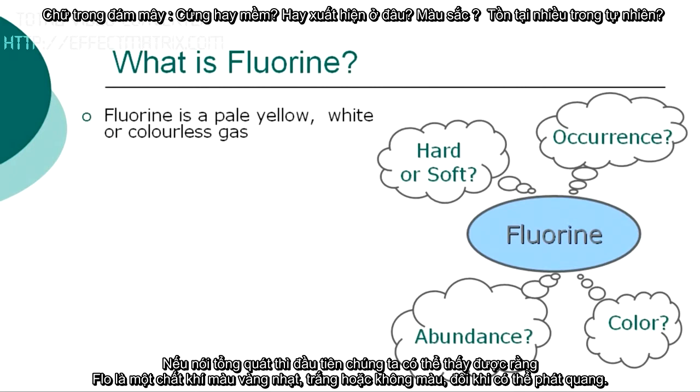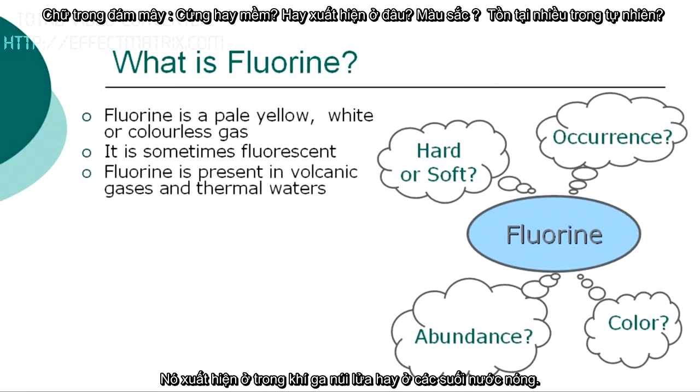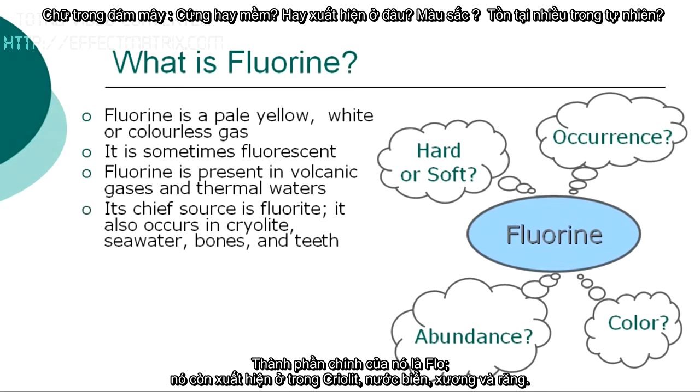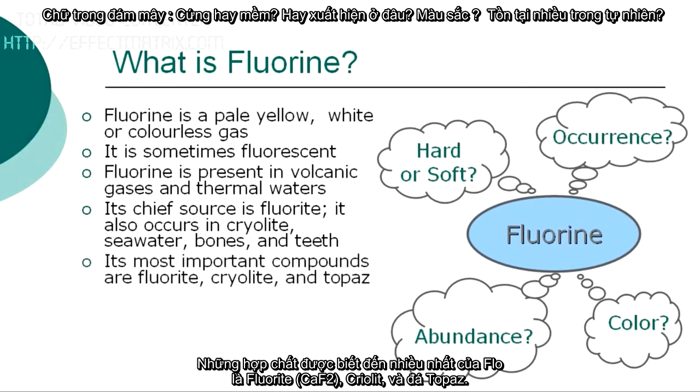What is fluorine? In a general overview of the element, we can at first describe fluorine as a pale yellow, white, or colorless gas, which can sometimes be fluorescent. It is present in volcanic gases and thermal waters. Its chief source is fluorite, but it also occurs in cryolite, seawater, bones, and teeth. Its most important compounds are fluorite, cryolite, and topaz.